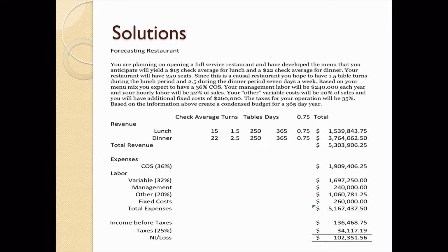Again, we're going to take our total revenue and multiply it by 0.32, and we get $1,697,250. Our management was fixed, and it's $240,000, and then we have other expenses of 20%. And that's going to be everything from linen to cleaning supplies to trash to on and on, utilities. It's just a number that we've used in the past, and that's why we have it on here from historical sales.